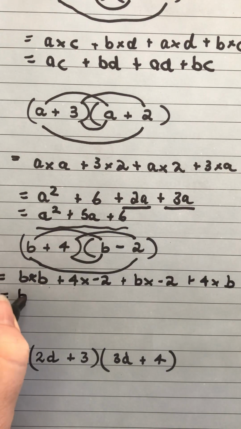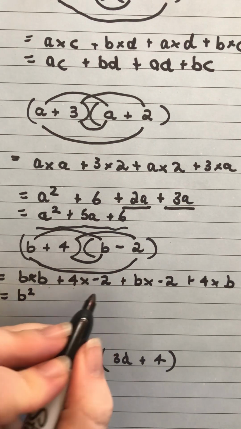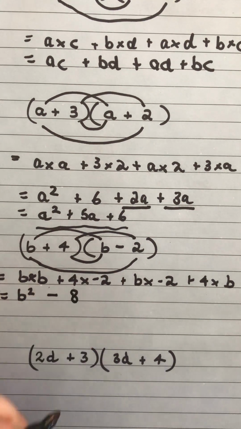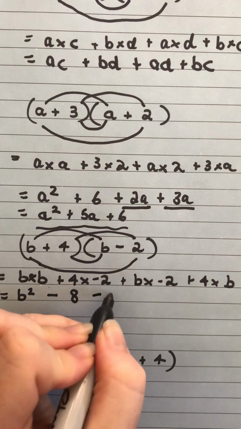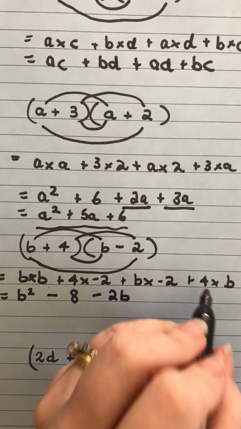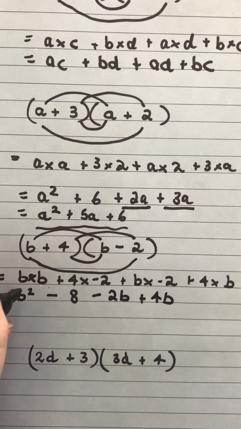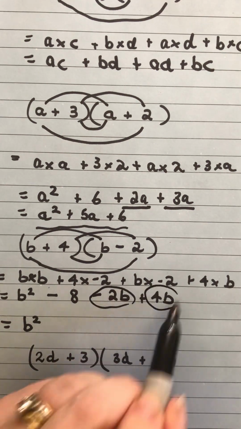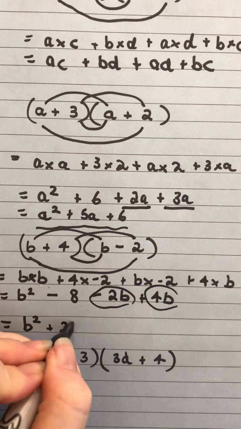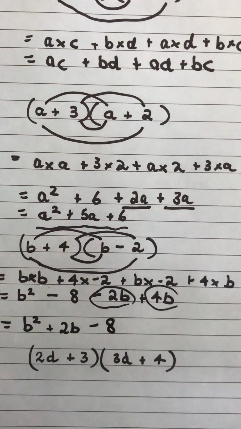So my B times B is going to be my B squared. When I do 4 times negative 2, that's going to give me negative 8, so I'm just going to write minus 8 there. B times negative 2 is going to be negative 2b, so I'm going to write minus 2b. And then I've got plus 4b on the end. Now when I collect my like terms, my b squared goes first. I don't have any other b squareds. I've got minus 2b plus 4b, so overall, that's positive 2b. And then on the end, I've got minus 8.